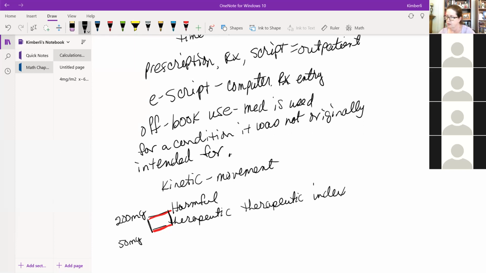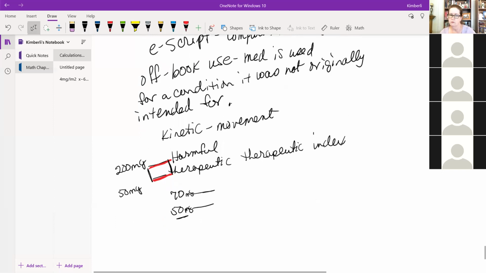But in some drugs, the therapeutic index is very small. And instead of the difference between 50 and 200, it's more like the difference between 50 and 70 milligrams. So if you took 2 tablets, you would be giving someone a harmful dose. So this is a narrow therapeutic index. Okay, is that making sense? Yes. Okay.